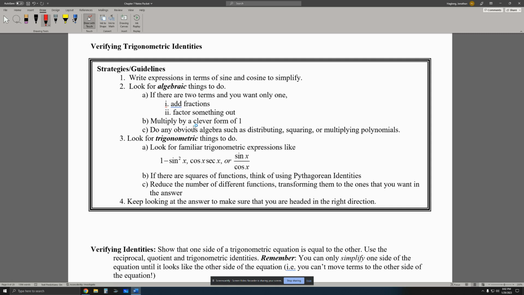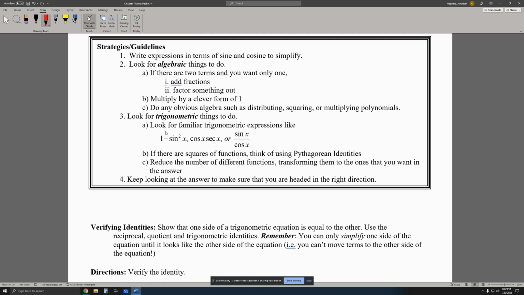So we looked at multiplying by the conjugate, right, which is a clever form of 1. Sometimes that can help us change the form of something to get it into a workable form. And then, of course, do any obvious algebra such as distributing, squaring, multiplying polynomials. Okay. So try different techniques and see what gets it in that workable form. We want to get it exactly equal to the other side of the equation.